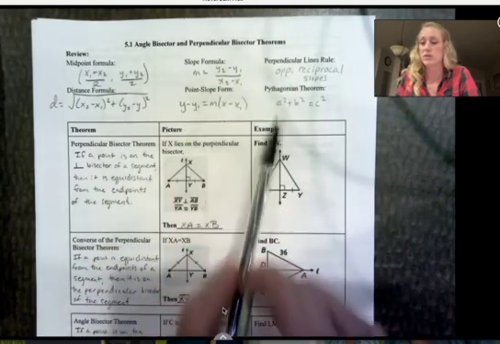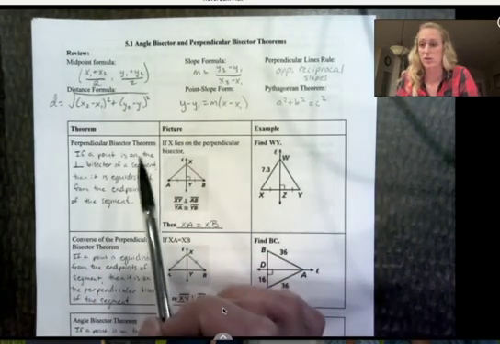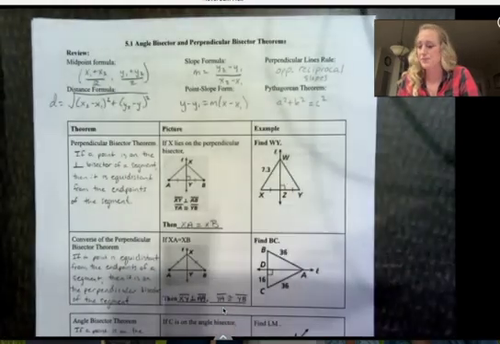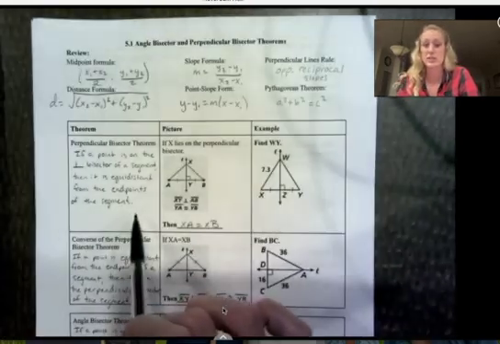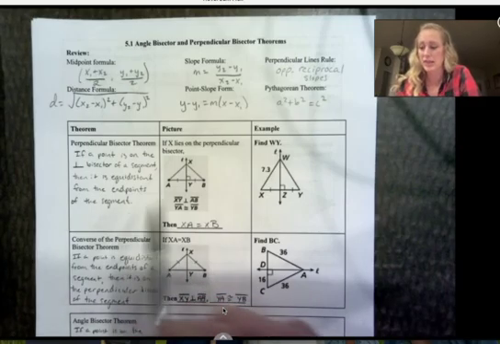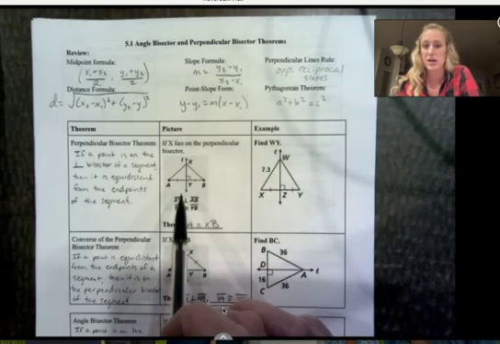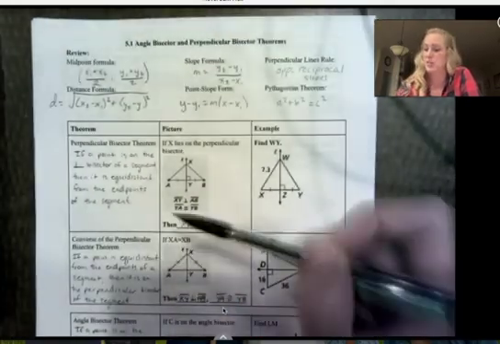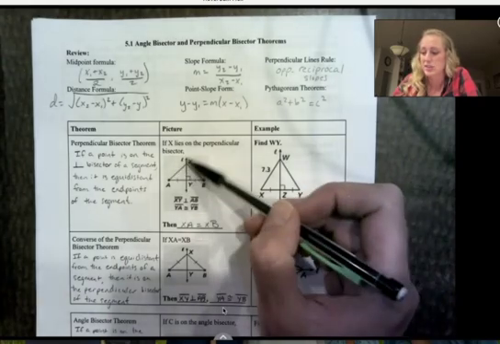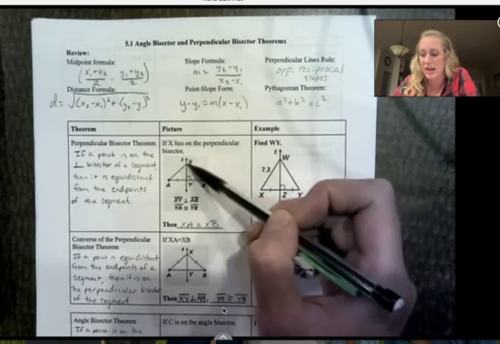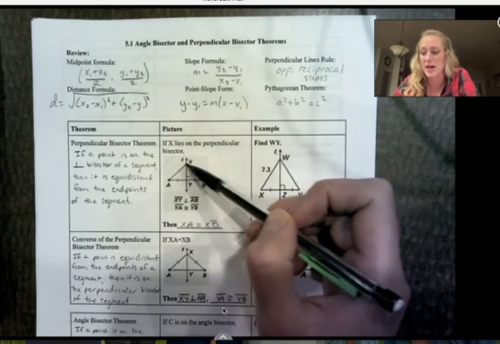We are going to be revisiting some of these things that we've already learned in previous modules, but they're there for you just as a refresher. Here's the new piece, the perpendicular bisector theorem. So if a point lies on the perpendicular bisector of a segment, that means it's the same distance away from the endpoints of the segment. So in this picture, if X is on the perpendicular bisector of AB, then X is the same distance away from A as it is from B.